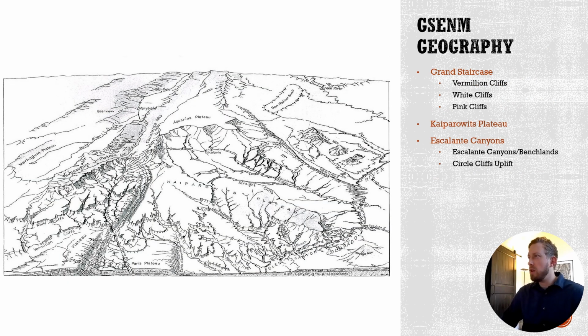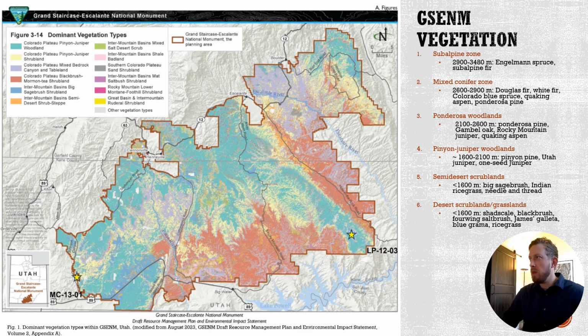For geography, the monument is split into three zones: the Grand Staircase in the west, the Plateau in the center, and the Escalante Canyons in the east. Vegetation in the monument can be divided into 6 zones: the subalpine zone at the highest elevations, and then below that in decreasing order you have mixed conifer, ponderosa woodlands, pinyon juniper, semi-desert scrub, and desert scrub and grassland.